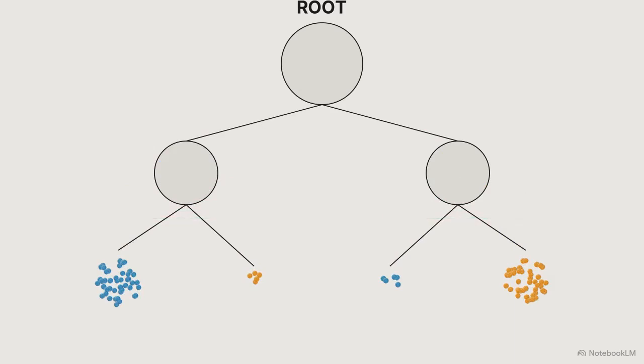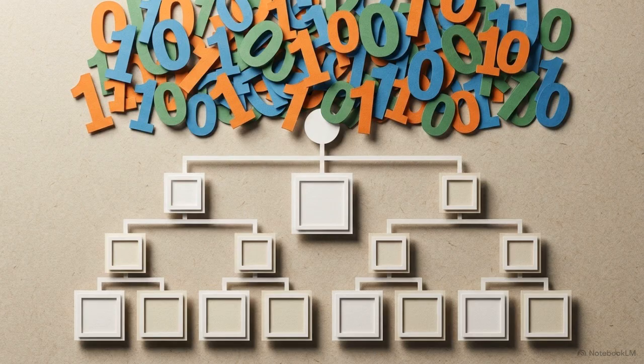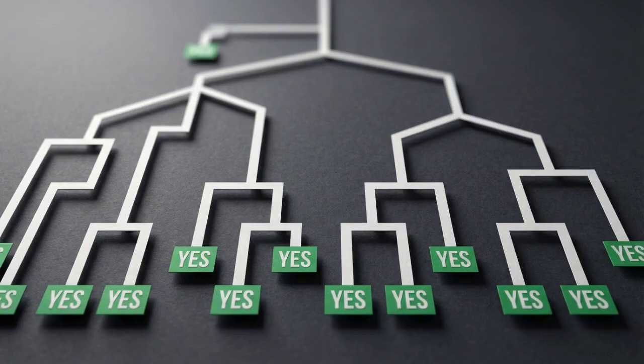The system automatically works its way downward, sorting data into more organized piles. Eventually, the algorithm reaches a point where it cannot ask any more useful questions. The data is as sorted as it can possibly be. These final stopping points at the bottom are called leaves, and they represent the model's final prediction. A decision tree is essentially an upside-down flowchart. It takes a chaotic pile of raw data and maps it to concrete conclusions through a calculated sequence of yes or no questions.